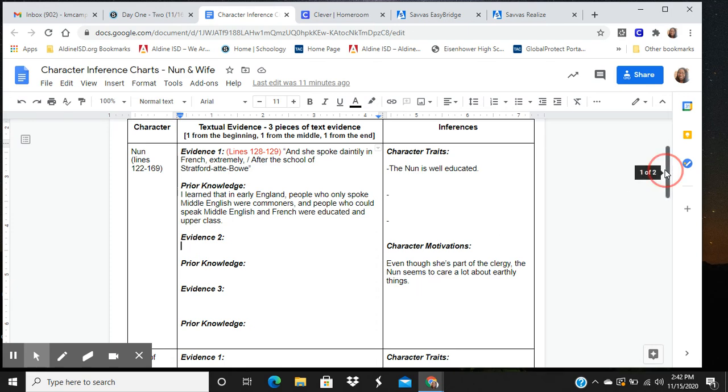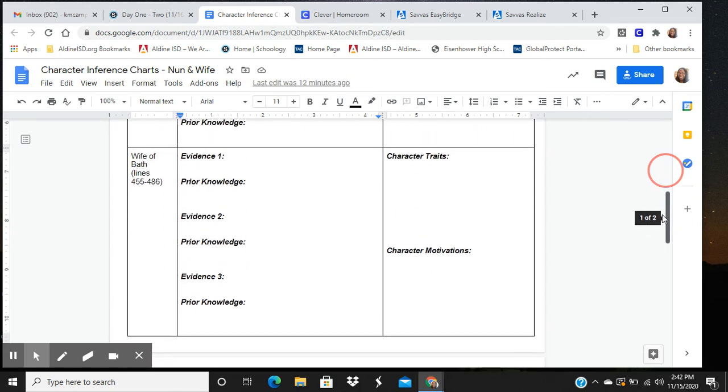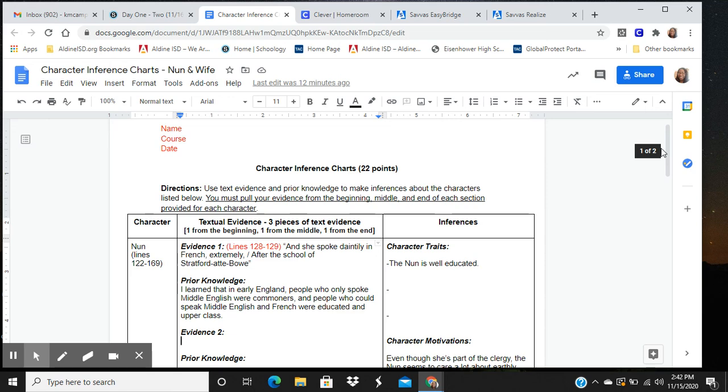And you would complete the section for the wife of Bath the exact same way. And again, you could use these directions to complete the chart for the partner. That's for later this week. Or if you didn't finish the knight and the squire from last week, you can use this video to help you with that chart as well.